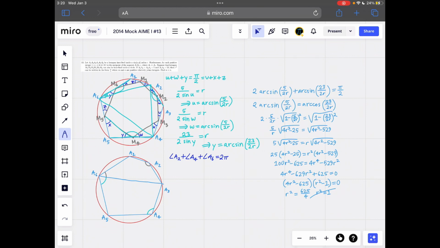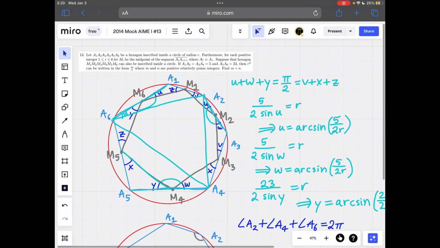And if R squared is equal to 625 over 4, just to verify that this is indeed correct, we would have R equals 25 over 2, and the largest possible chord that could fit on that circle would be of length 25 when it's a diameter. And 23 is within those bounds. That's the largest length given here, 23. So we can be sure that the answer is correct. R squared equals 625 over 4.